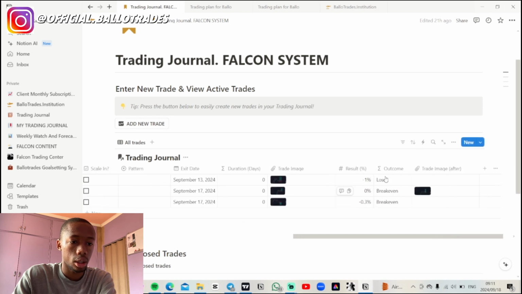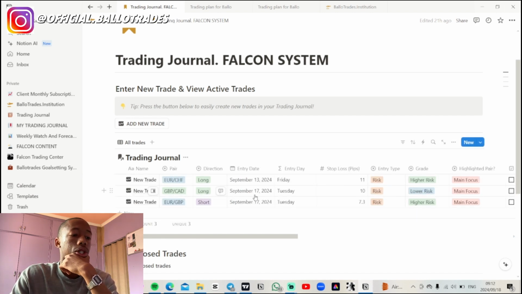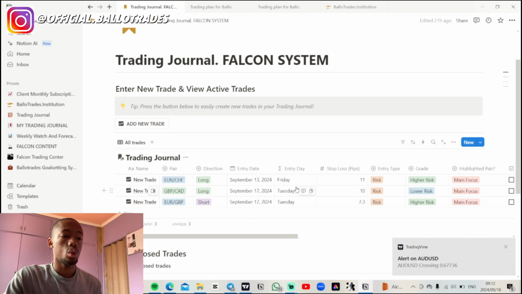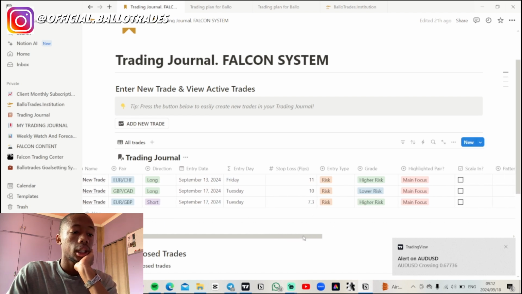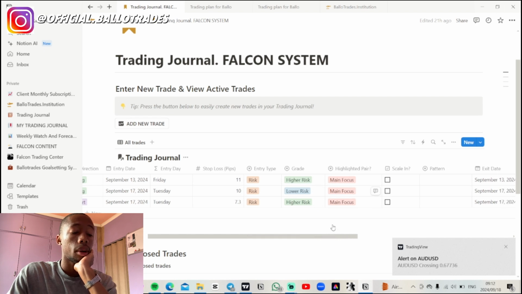So the second trade I took was GBP CAD. It was a long position. I took it yesterday, which was Tuesday. On Monday, I didn't take a trade because there were no setups. So this was from Tuesday, yesterday, the 17th of September. The stop loss was 10 pips. The type of entry was a risk entry. This one was low end risk, and it was part of my main focus.